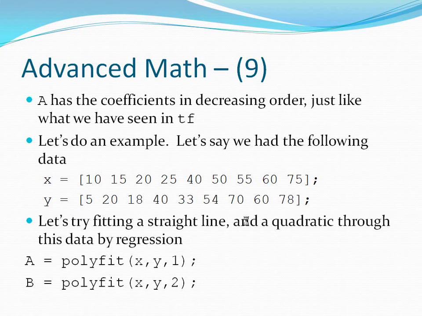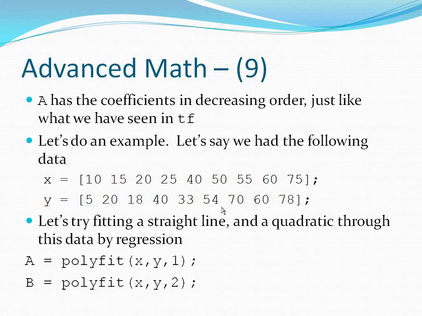Let's say we have the following data. For example, you have x is equal to 10, 15, 20, 25, so on and so forth, and then we have y is equal to this stuff. Okay, so let's try fitting a straight line and a quadratic line through this data by regression. So what we're going to do is figure out what the coefficients are.